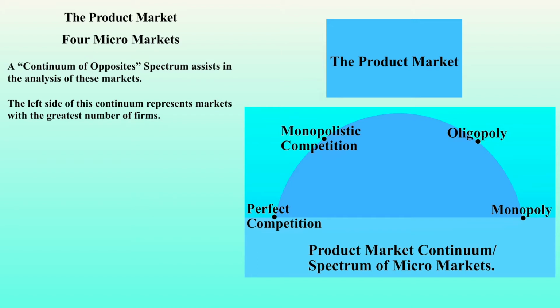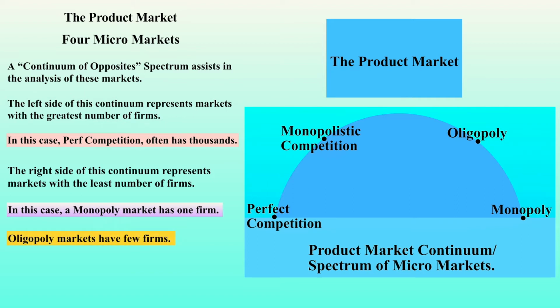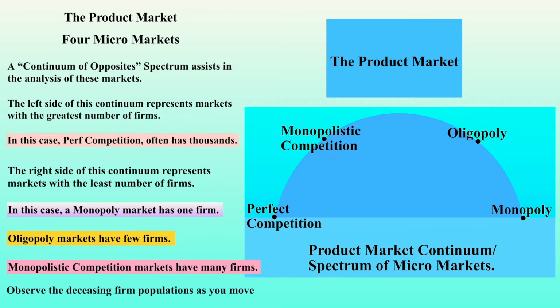The left side of this continuum represents markets with the greatest number of firms. In this case, perfect competition often has thousands. The right side of this continuum represents markets with the least number of firms. In this case, a monopoly market has 1 firm if it is a pure monopoly. Oligopoly markets have few firms. Monopolistic competition markets have many firms. Observe the decreasing firm populations as you move from left to right along the markets on the continuum.